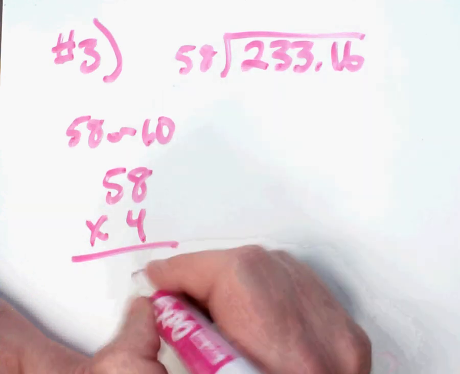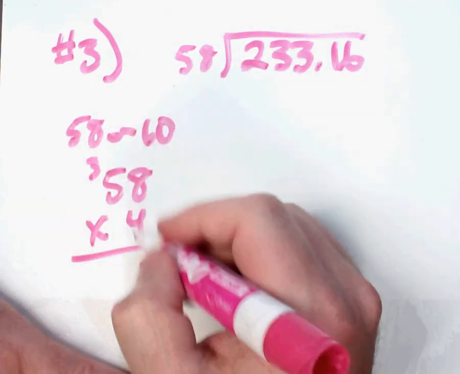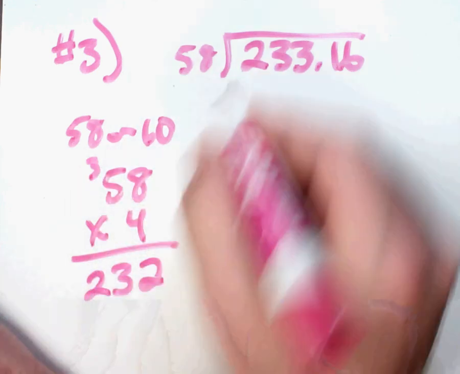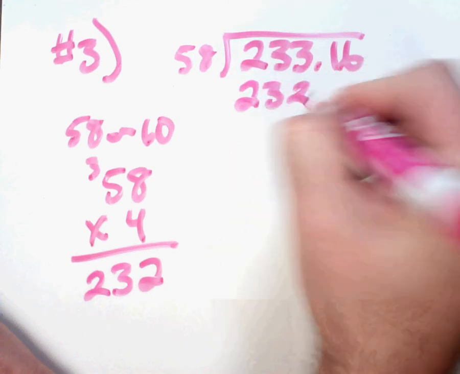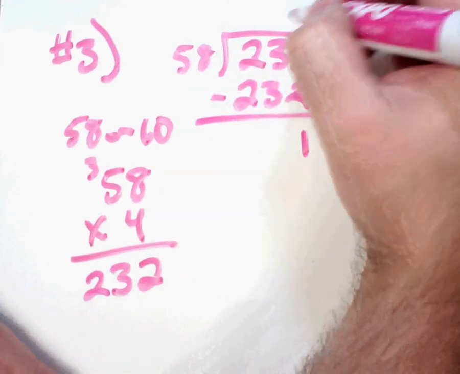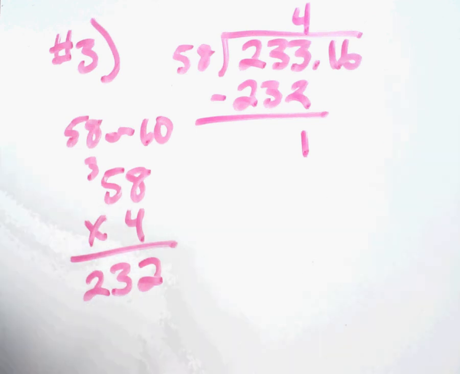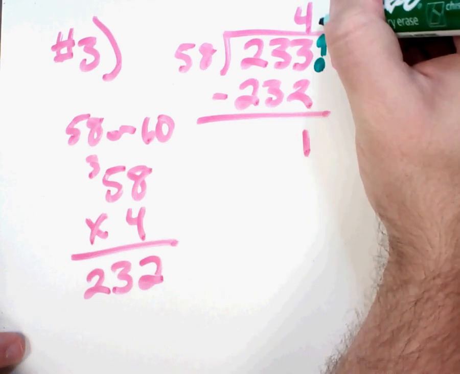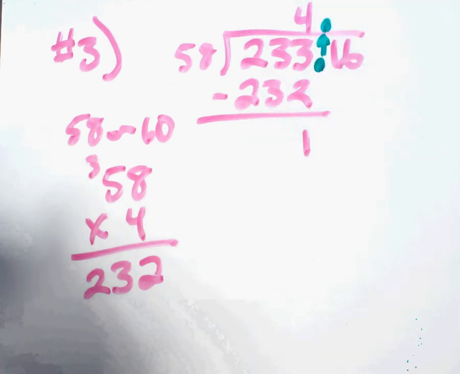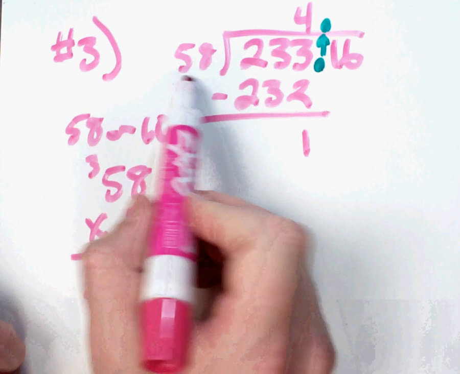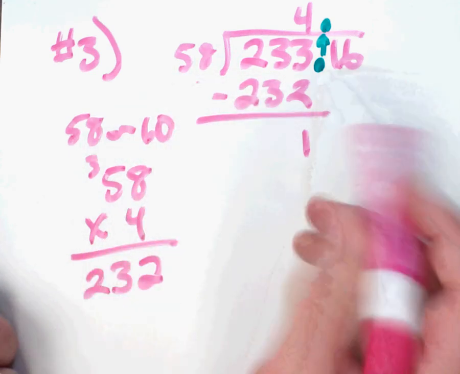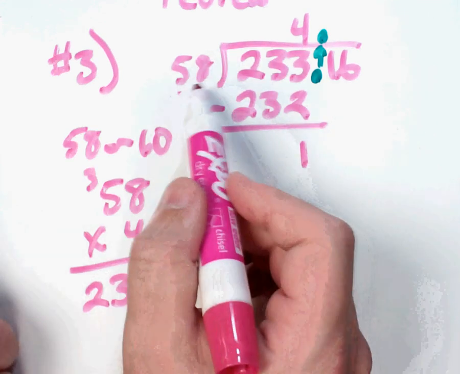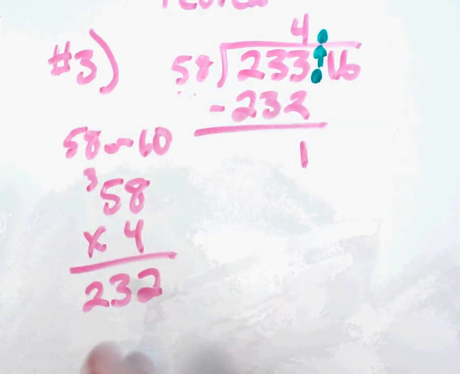All right, 4 times 8 gives me 32. Carry my 3. 4 times 5 is 20, plus 3 is 23. So that is about as close as you can get, other than hitting it exactly. I'm going to go ahead and put my decimal up here. And again, because I'm dividing by a whole number, I do not have to adjust the position of my decimal. Now, when you guys start to divide with decimals in the divisor, you will have to adjust the position of the decimal, but we're not quite there yet.